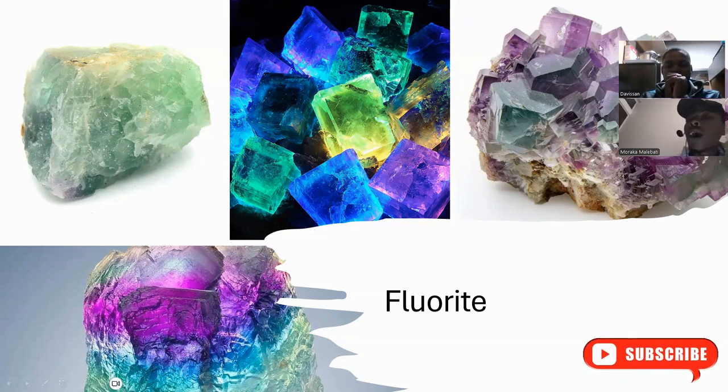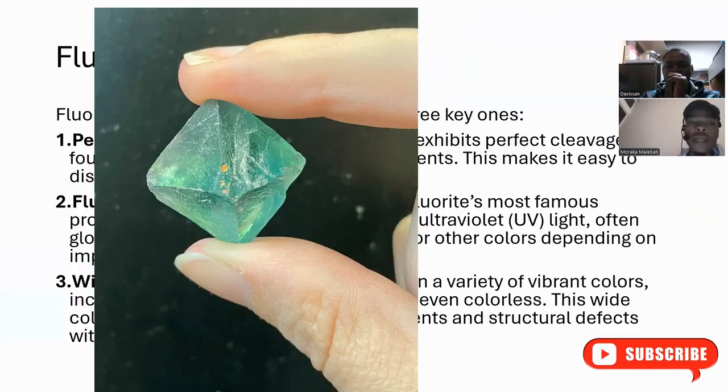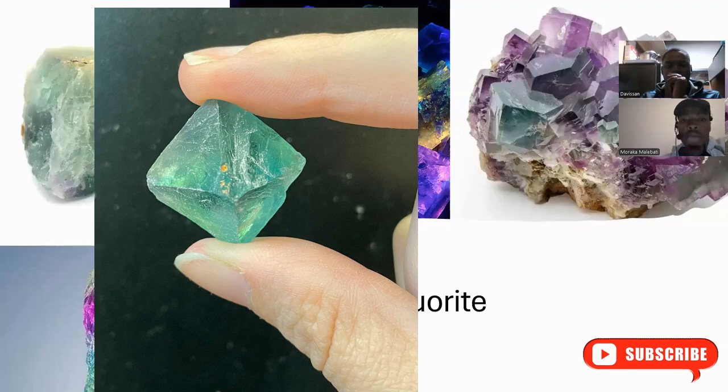So fluorite has many colors due to the impurities. But the most important part is this fluorescence and the perfect octahedral cleavage. It means it has perfect cleavage in 4 directions, forming octahedral fragments. This makes it easy to distinguish it from other minerals. So that's why we say it has a perfect cleavage and an octahedral shape.